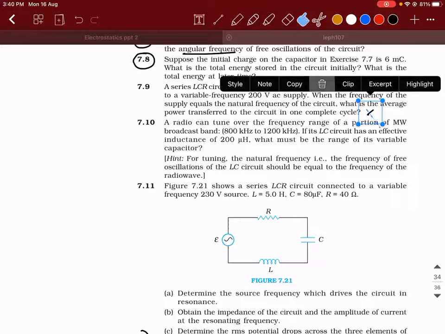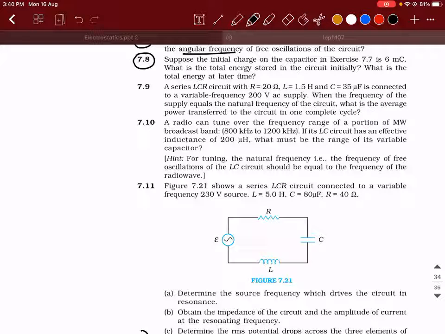What was the final answer, sir? 2000 watt or 2 kilowatt. It is only one step. See, 200 square divided by 20. When you solve this, you will get 2000 watt.